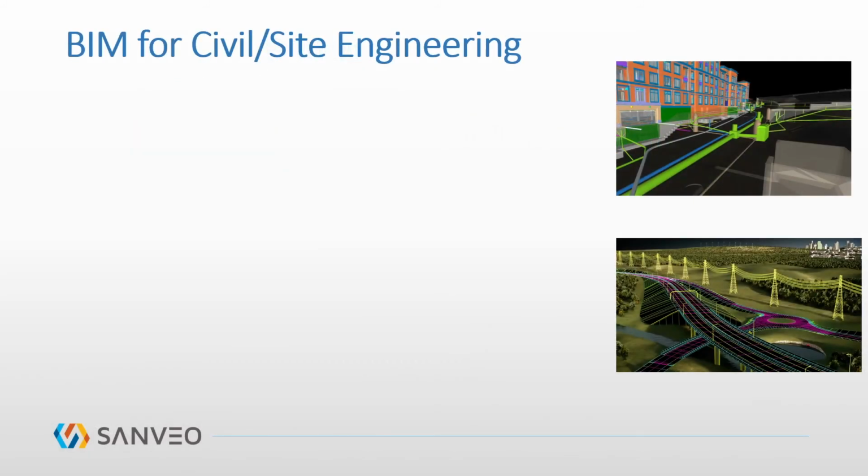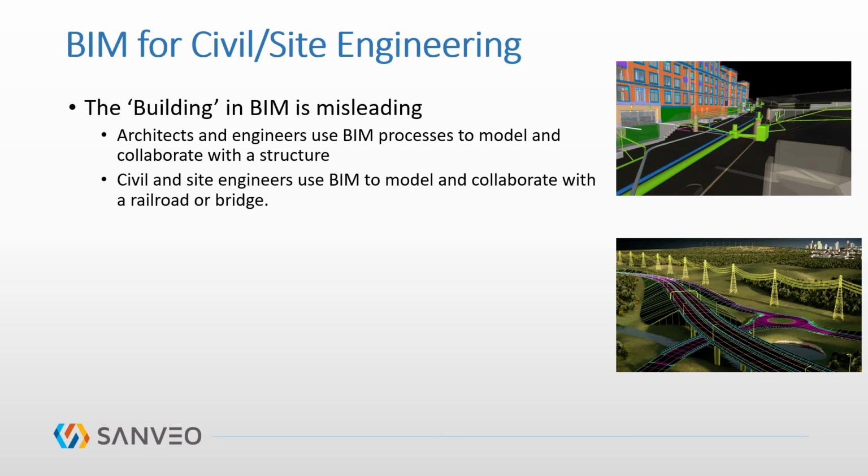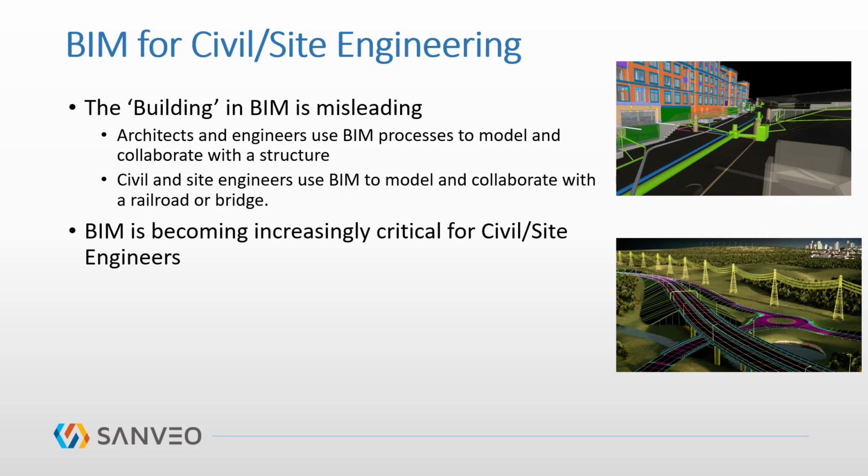First, I want to make sure that I include civil engineering into this discussion. The building in BIM is misleading. While architects and engineers are focused on the structure in a BIM project, civil and site engineers use BIM to model and collaborate with railroads, roads, and bridges. BIM is becoming more and more critical for civil site engineers.